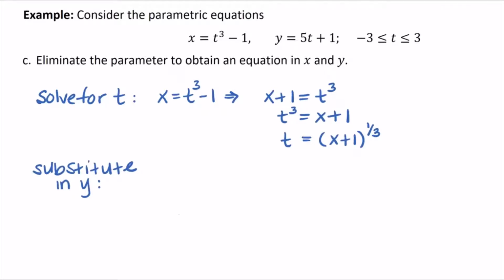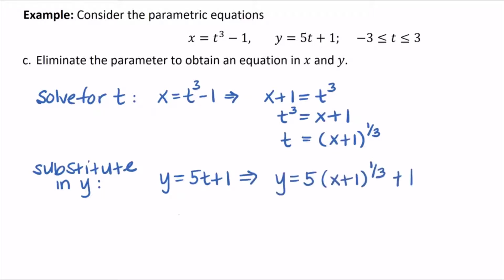Now that we have solved for t, we can substitute into the y equation. Since y equals 5t plus 1, this will give us that y equals 5 times the quantity x plus 1 to the 1/3 plus 1, and we have eliminated the parameter. And in this case, our answer is in the form of a function of x. To be complete, however, we should think about the interval for x, or the independent variable, with our function, as our parametric equations do not describe the complete curve.